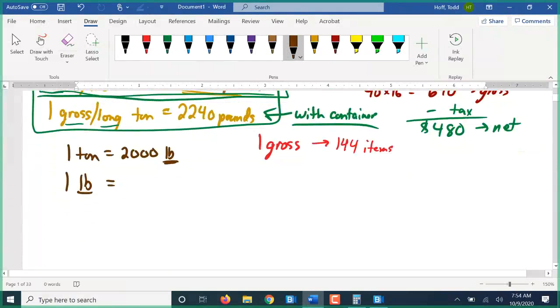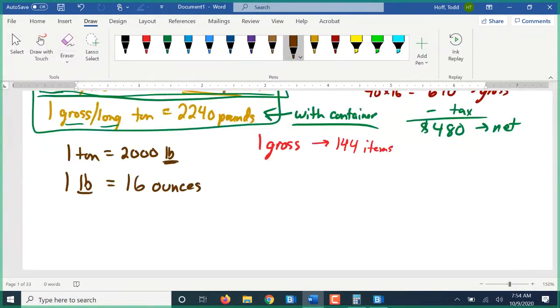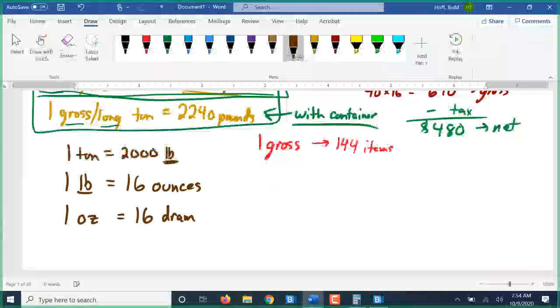Smaller than a pound, we have ounces. There are 16 ounces in a pound. Now, since they used the Latin word for pound as the abbreviation, libra for LB, they did the same for ounces. The Latin word for ounce is ounza. So they used OZ for the abbreviation for ounce. Smaller than an ounce, there's a dram. There are actually 16 drams in an ounce.